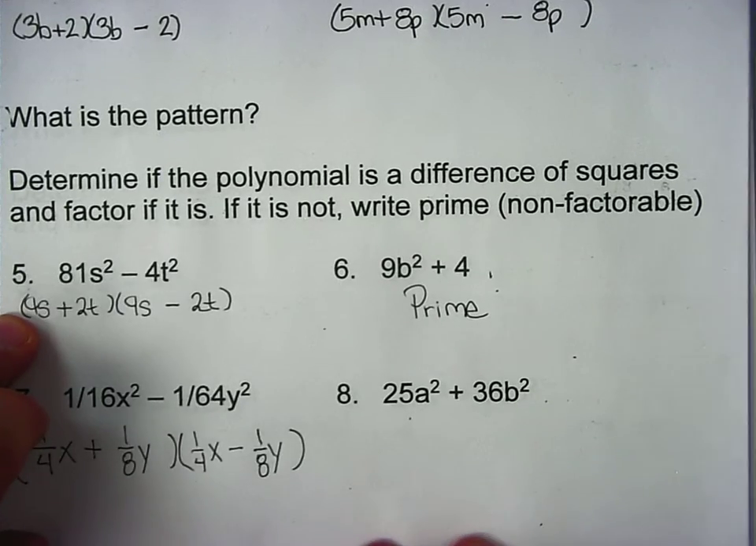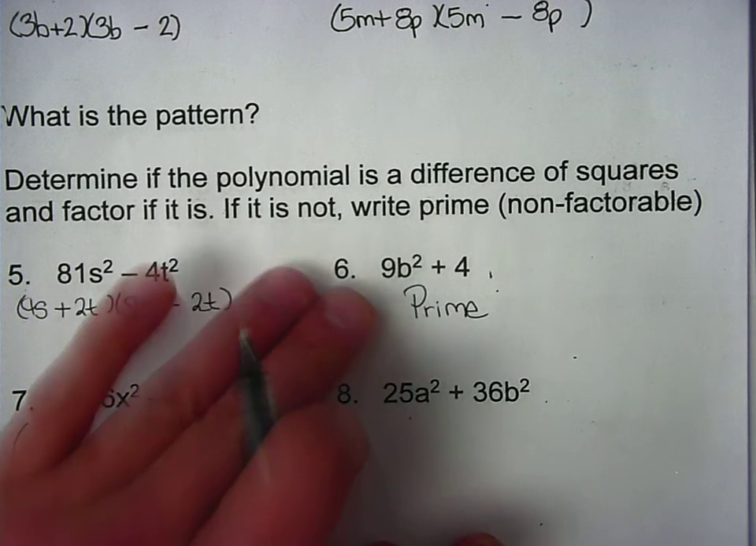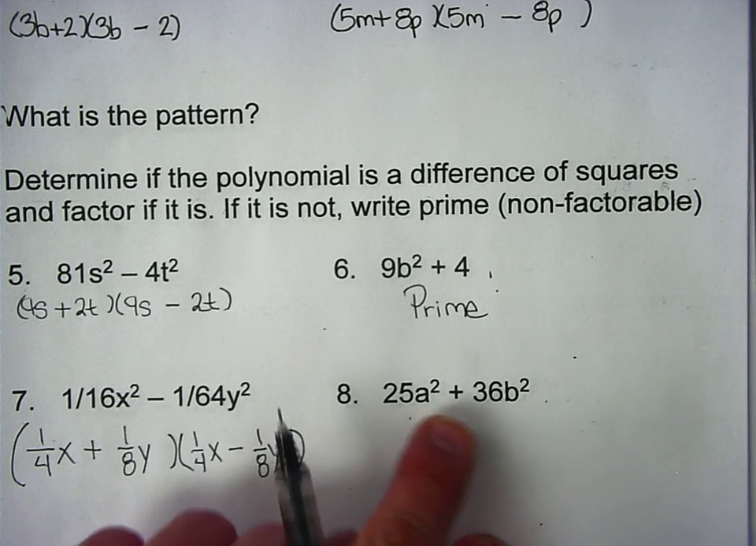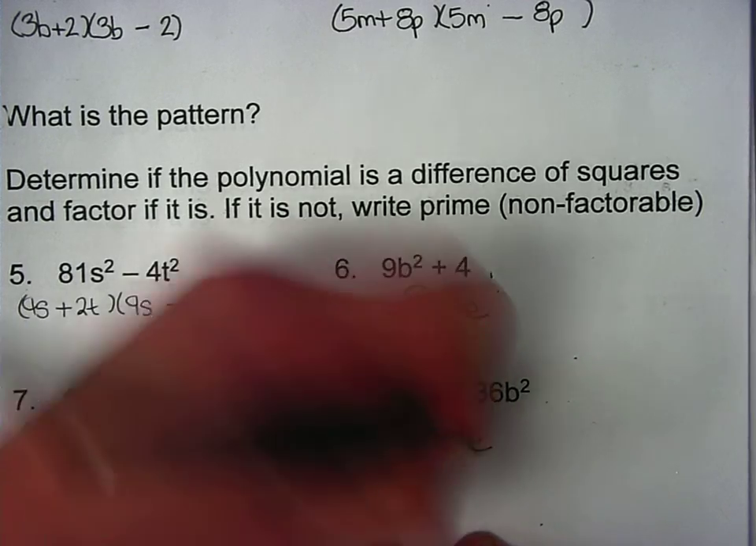And finally, for number 8, I have 25a squared plus 36b squared. And if you notice, just like the example above, although all the terms and components of it are nice and perfect squares, this is not a difference of squares. So we just refer to this as prime, and we move on.